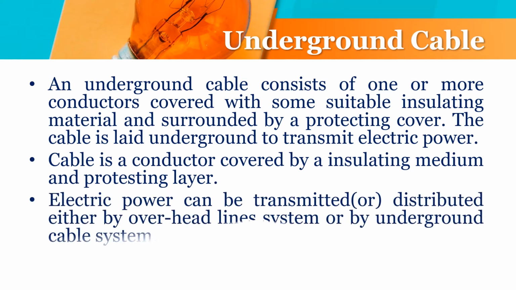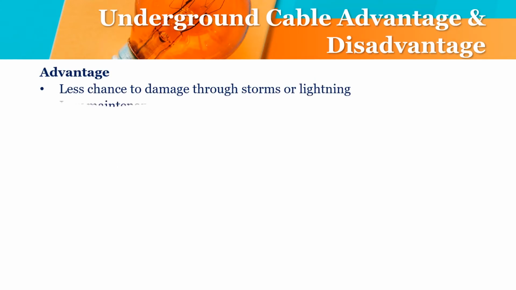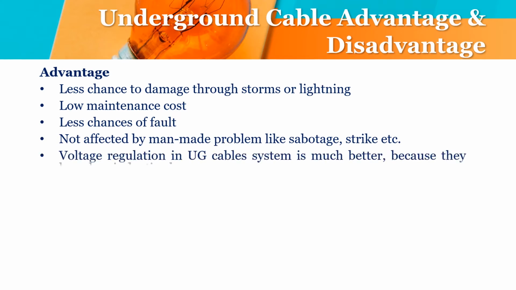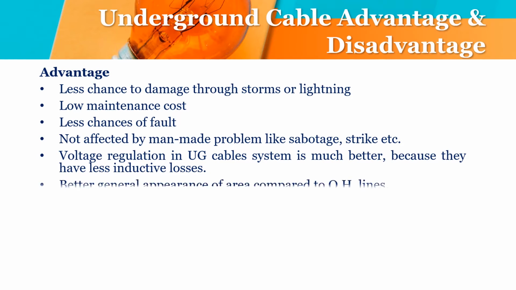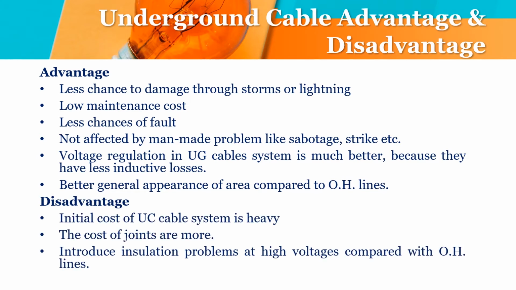Electric power can be transmitted or distributed either by overhead line system or by underground cable system. Advantages: less chance of damage through storms or lightning, low maintenance cost, fewer chances of fault, not affected by man-made problems like sabotage, strikes, etc. Voltage regulation in UG cable system is much better because they have less inductive losses, and there is a better general appearance of the area compared to OH lines.